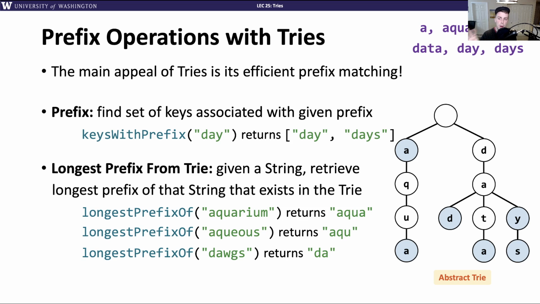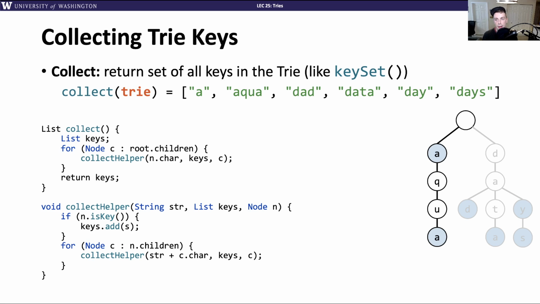So we're going to focus mostly on this keysWithPrefix operation to support some autocomplete feature. So trying to find all of the words that start with some sequence of characters. If we search for day, it would return day and days, because those are all the keys in our small 6-word dictionary that start with day.